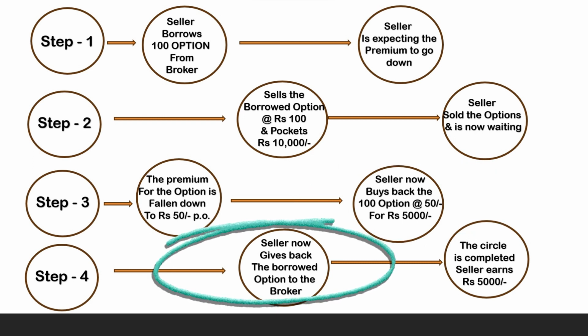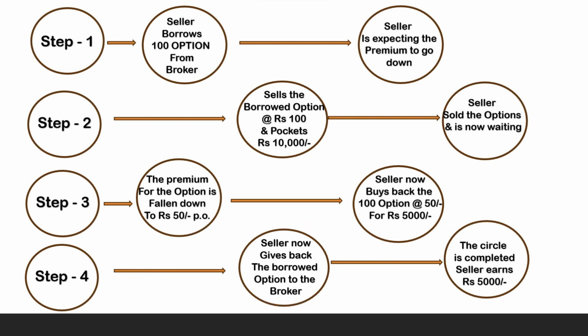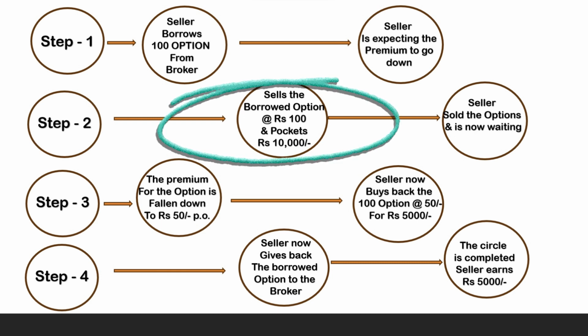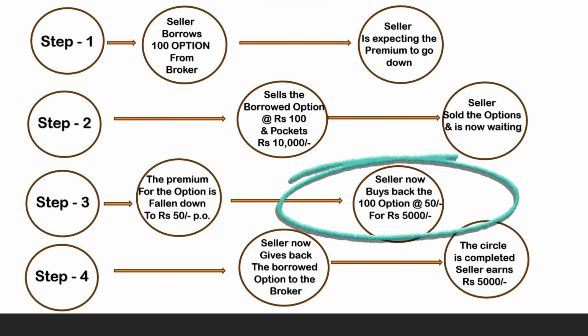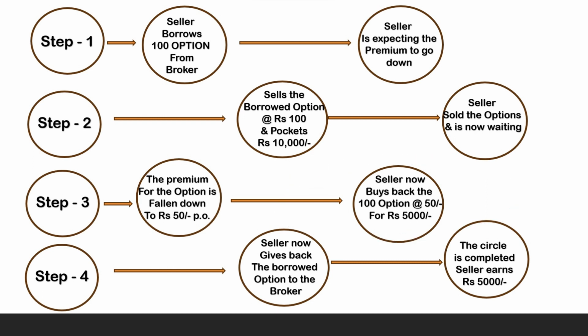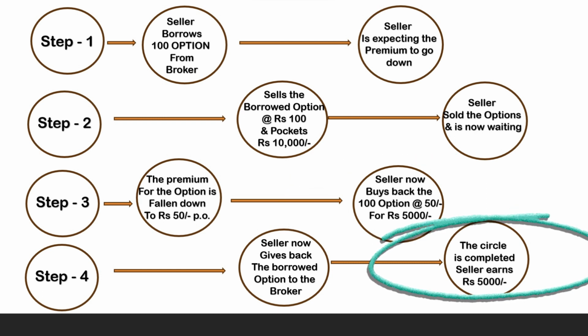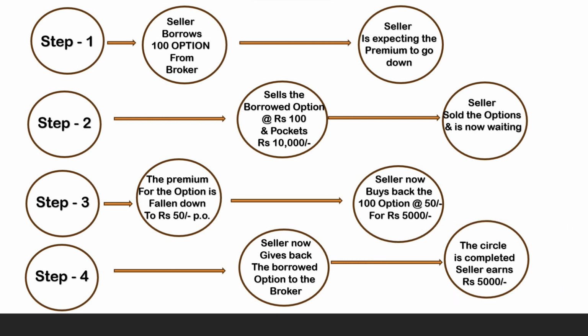So now what has happened? The trader opened a position by selling the options and closed the position by buying the options. When the trader sold the option, the trader got 10,000 rupees. When the trader bought back the option, the trader had to give 5,000 rupees, in the process earning 5,000 rupees profit. So this is how the trader profits in a short position when the premium goes down.